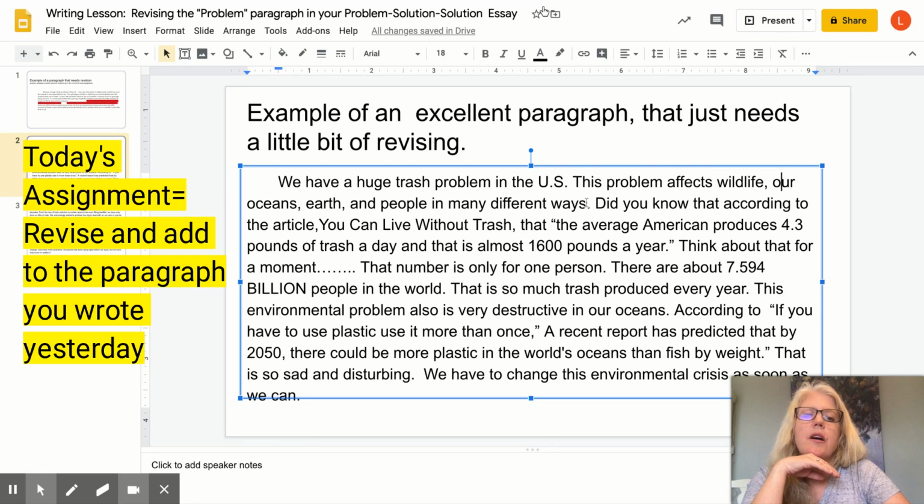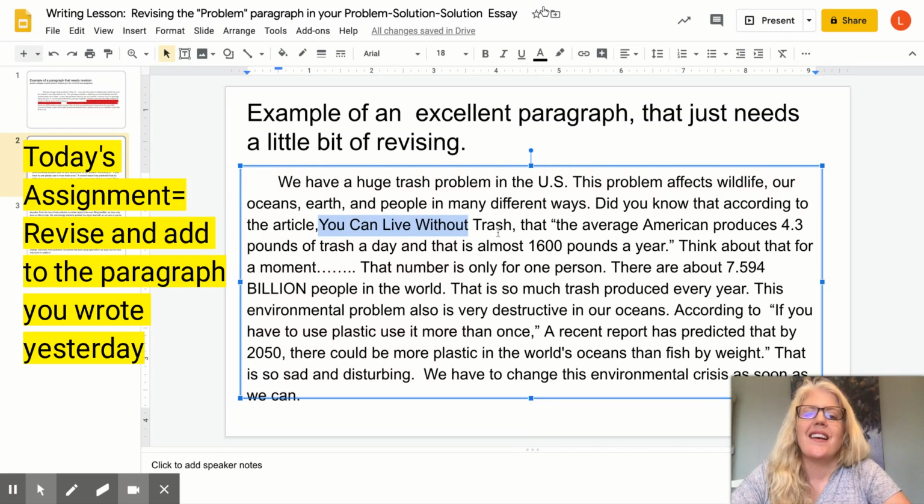Did you know that according to the article, You Can Live Without Trash, that the average American produces 4.3 pounds of trash a day, and that is almost 1,600 pounds a year. So he's used a source, he cited the source, but he just didn't underline the title. So right here, we're going to underline this. Oh, whoops, I'm not sure what I just did there. Go back. I have a brand new computer and I'm not quite sure what just happened there.